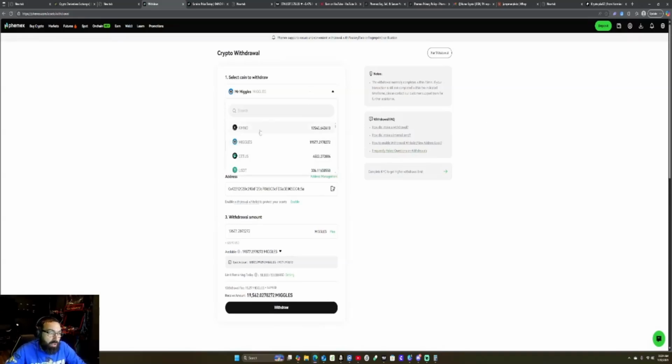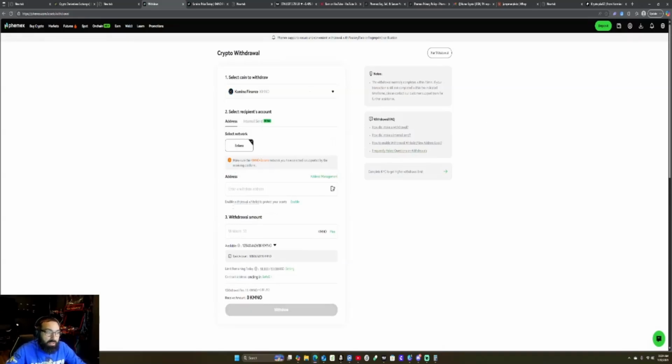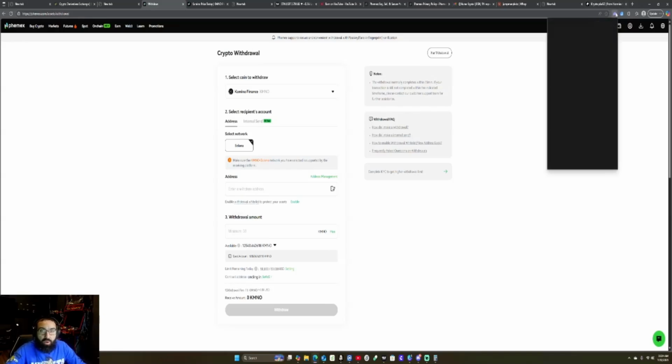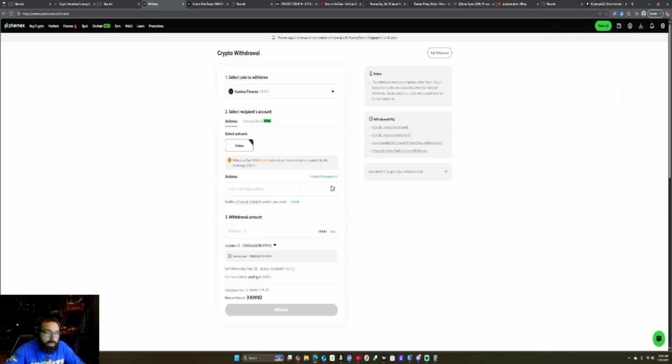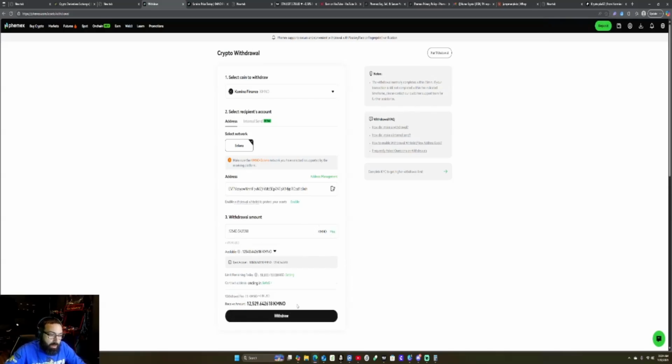And then same thing goes with Camino Finance. Camino Finance is a Solana token. Same process. Go here and say, hey, I'm receiving a Solana based token. Copy the address, input it in there, paste, withdraw the max amount, send. You'll get the confirmation email. You'll click it, do the same process, and that's it.